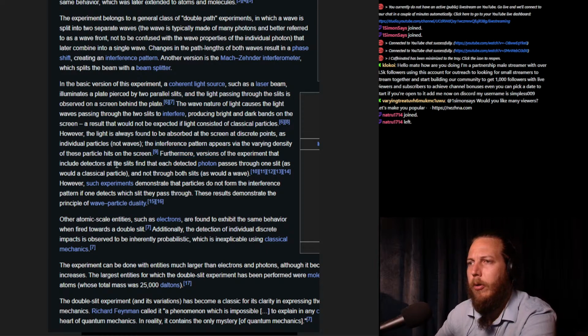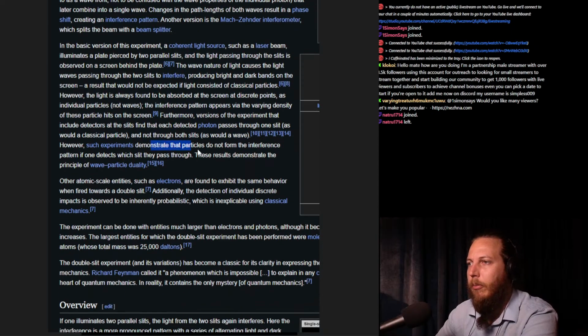Furthermore, versions of the experiment that include detectors at the slits find that each detected photon passes through one slit, as would a classical particle, and not through both slits, as would a wave. However, such experiments demonstrate that particles do not form the interference pattern if one detects which slit they pass through. These results demonstrate the principle of wave-particle duality.